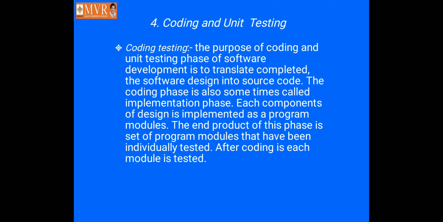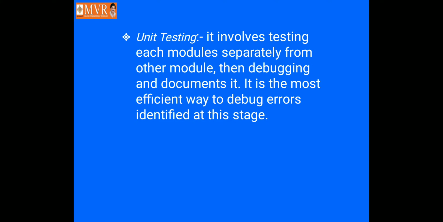The coding phase is also sometimes called the implementation phase. Each component of a design is implemented as a program module. The end product of this phase is a set of program modules that have been individually tested. After each module is coded, we go for the unit test. It involves testing each module separately from other modules, then debugging and documenting it. It is the most efficient way to debug errors identified at this stage.